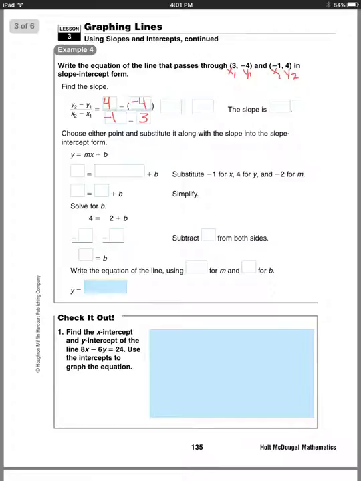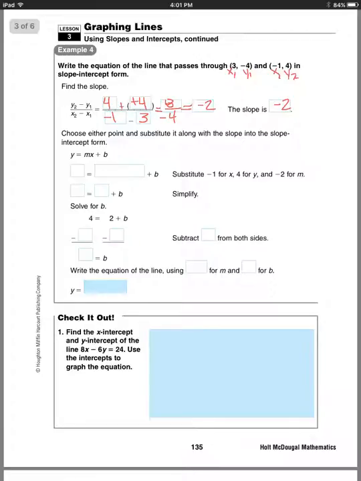Now we're going to add our numerators. These change to positives, so we get 8 over -1 minus 3, which is -4. 8 divided by -4 is -2. So the slope is -2.